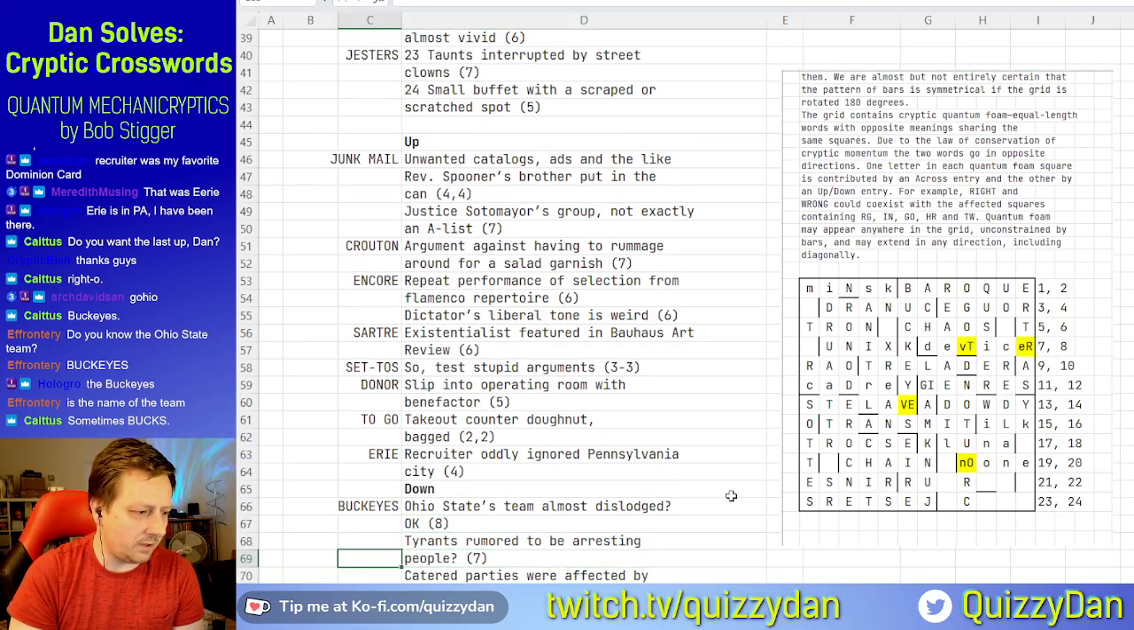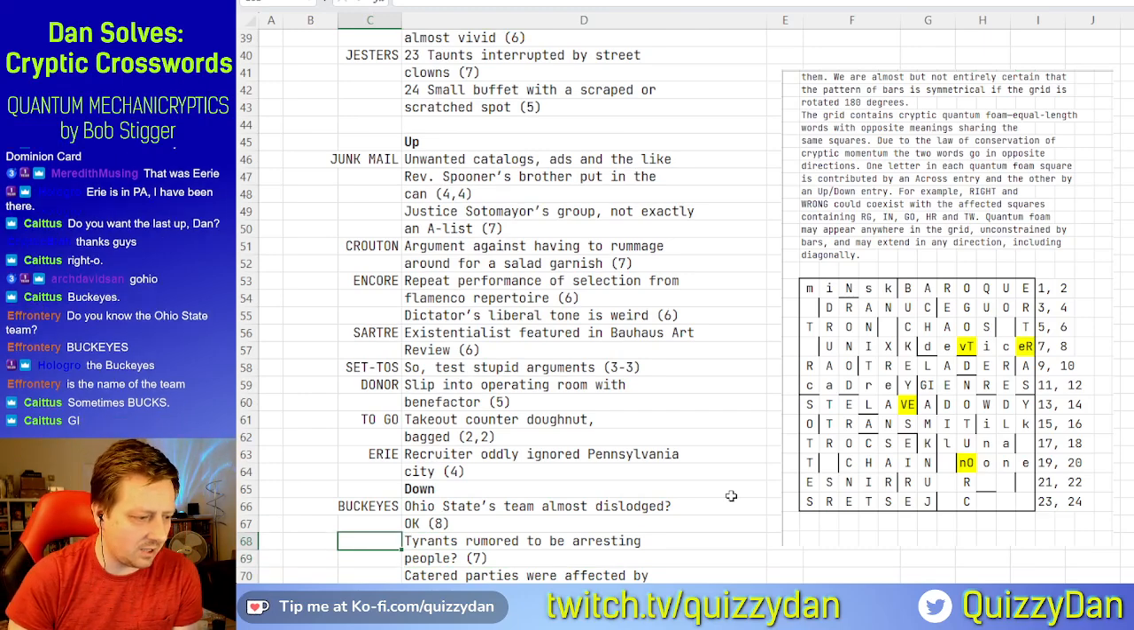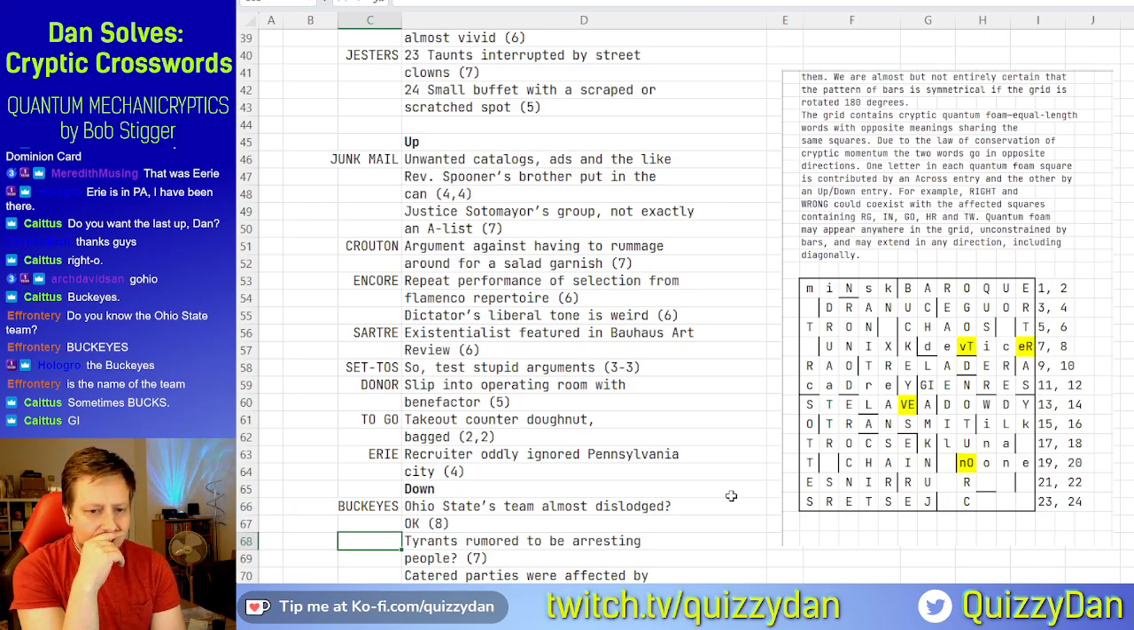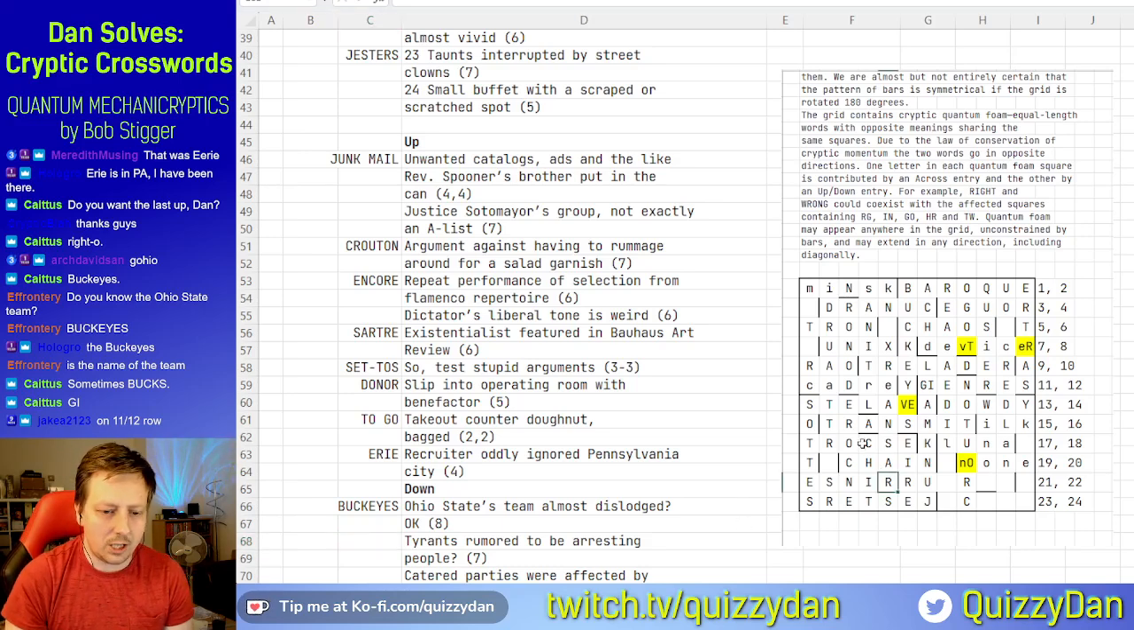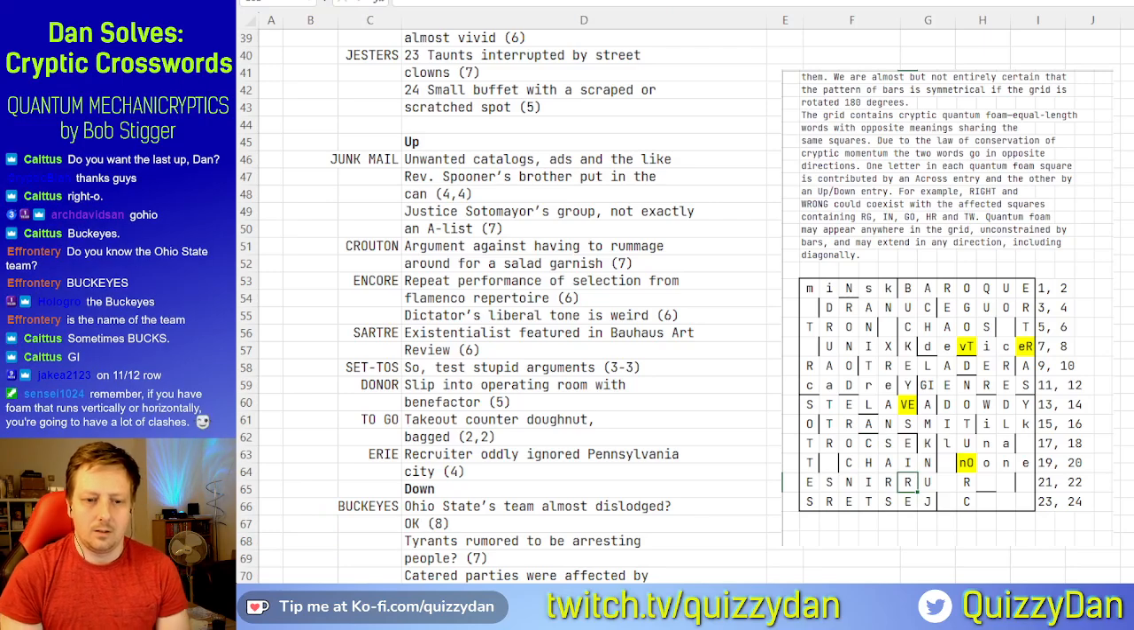Okay. Tyrants rumoured to be arresting people. 7 letters. Tyrants rumoured to be arresting people. I mean, despots. I've got despots again. Just having a look at the grid. I'm expecting the word chit to come up at some point.